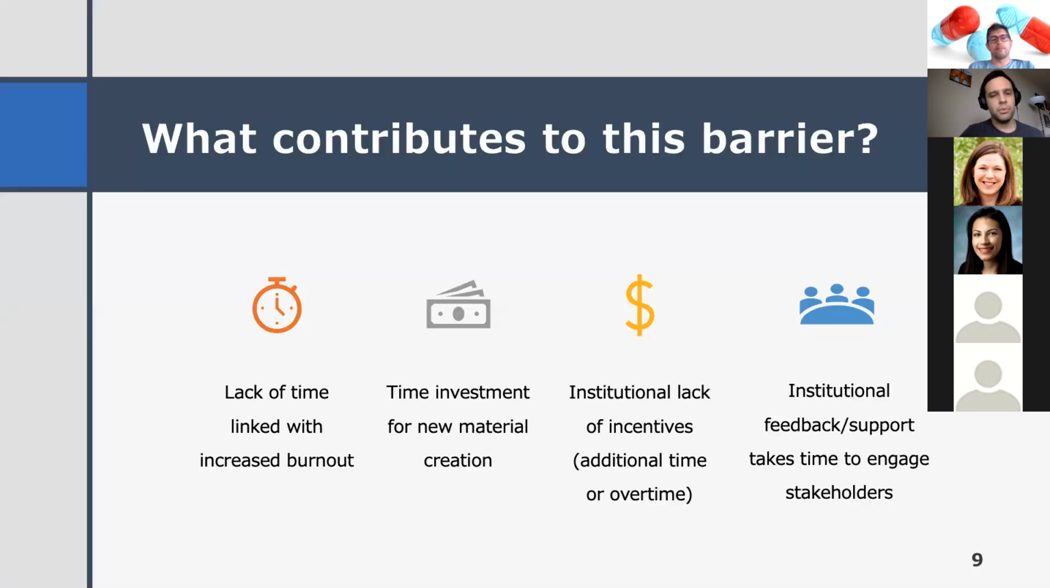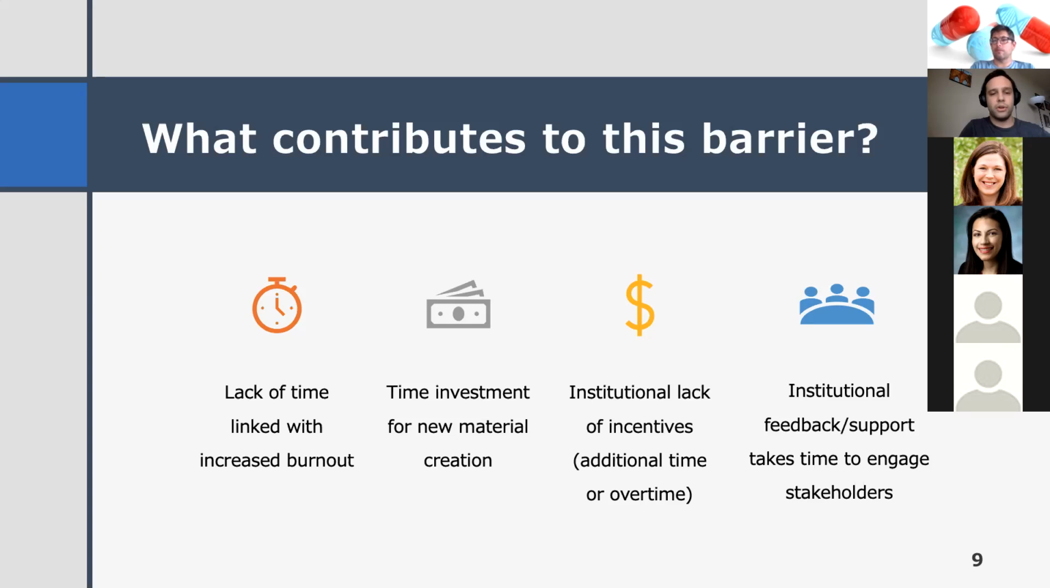Contributions to this barrier are things that we just talked about. Lack of time or dedicated time, especially for these activities, is linked with increased burnout, especially among preceptors who don't feel as if they have dedicated project time to do all of this development and setup for the digital learning that's required. There's also the time investment for new material creation, and we'll talk about some strategies around these things as well. There's a lack of institutional incentives overall, so no additional time or overtime paid to develop these types of new curriculum or new teaching instruments or new intake forms or anything to that effect.